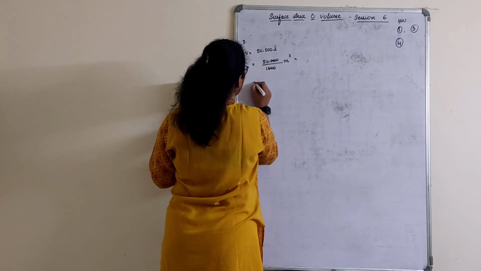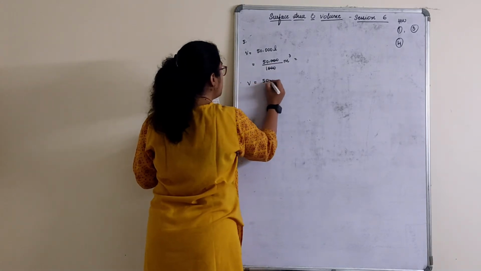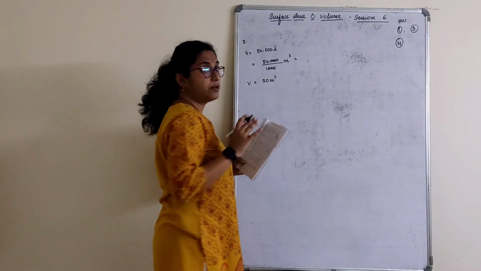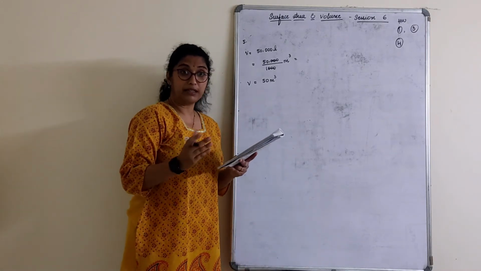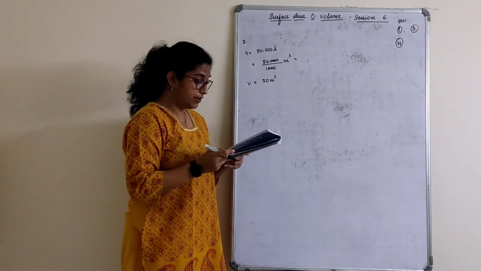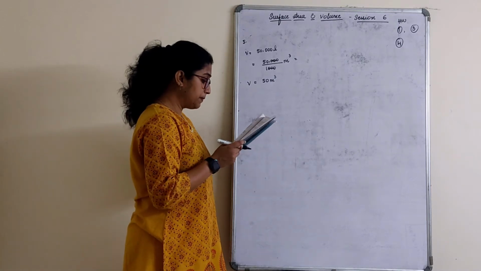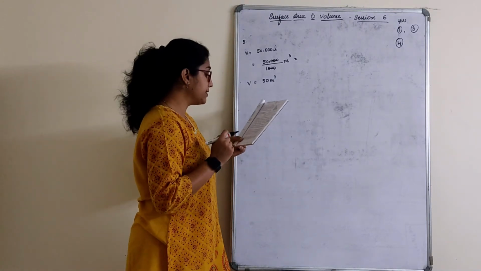That is equal to, volume is equal to 50 meter cube. Because the other parts of the question are in terms of meters, even the volume should be in terms of meter cube only. Okay.